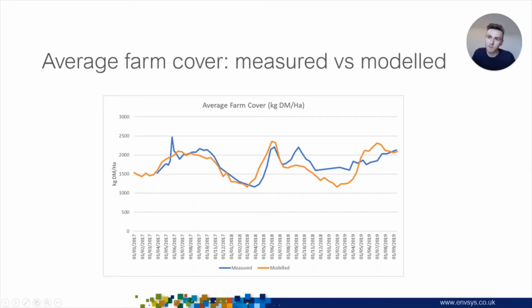In our modelling, we use plate meter measurements collected by sheep, beef and dairy farmers across Wales to model kilograms of dry matter per hectare from radar data. In this graph, the farmer measured data is the blue line, and the radar modelled data is the orange line. As you can see, they track well over time.